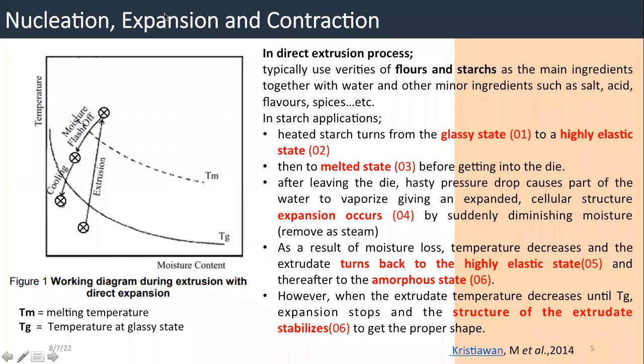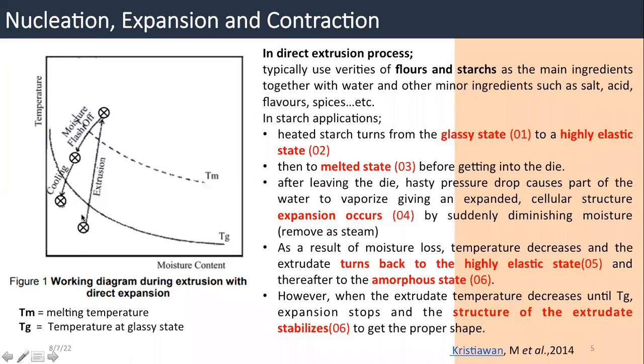Then we can see in this graph there is a particle here. When extrusion happens, it crosses both the TG and TM lines upward. It means when we start extrusion, you can see here what happened to the particle.